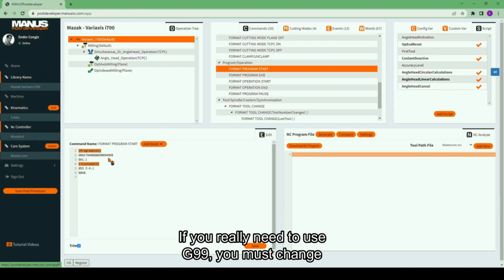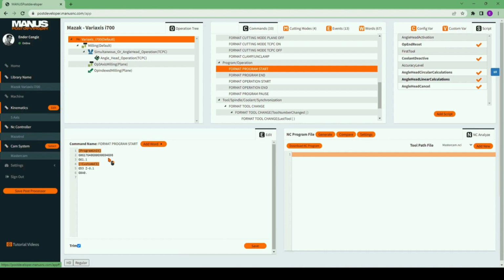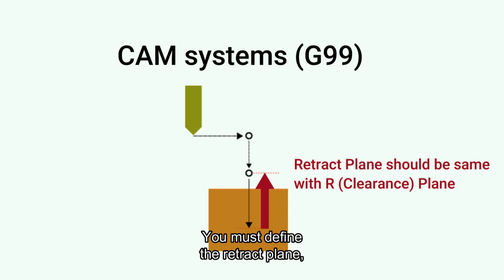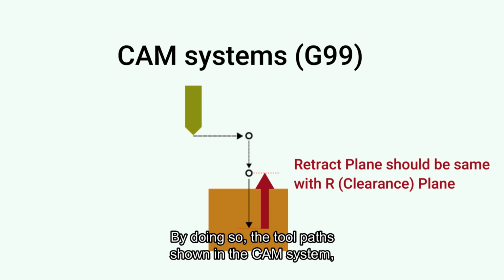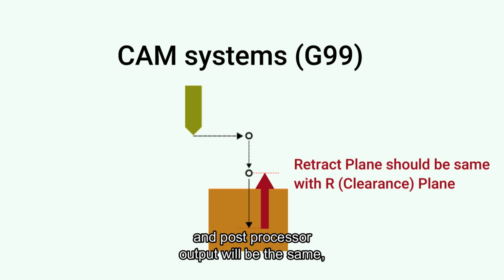If you really need to use G99, you must change your retract settings in your CAM program. You must define the retract plane the same as your R clearance plane. Or in other words, if you define 3 mm as your R plane, you must also define your retract plane as 3 mm. This will make your CAM system work as if G99 is active. By doing so, the tool paths shown in the CAM system and post-processor output will be the same, and your CAM will automatically generate positioning moves to avoid collisions.